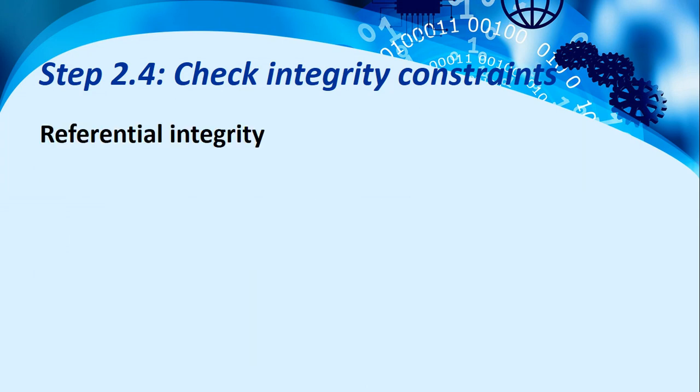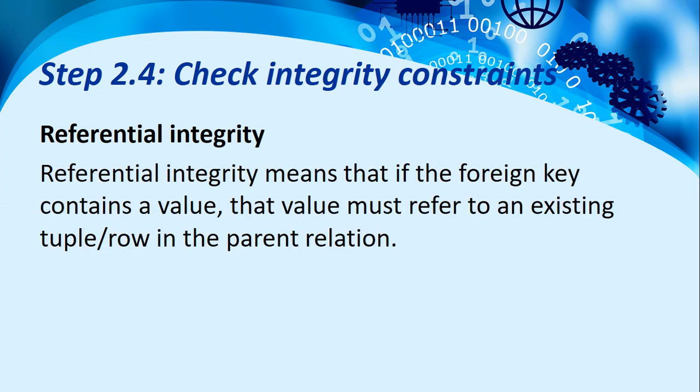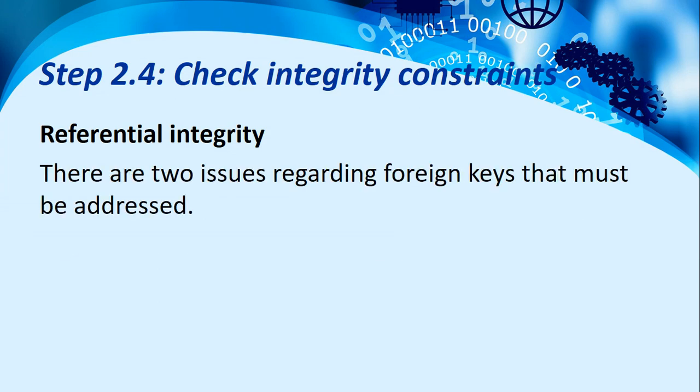So, ito yung bago. The referential integrity. I think for this type of integrity constraint, I will have to discuss this in detail, kasi hindi pa natin ito na-achieve sa step 1 sa conceptual database design. So, referential integrity basically means that if the foreign key contains a value, that value must refer to an existing tuple or row in the parent relation. So, there are two issues regarding foreign keys that must be addressed.